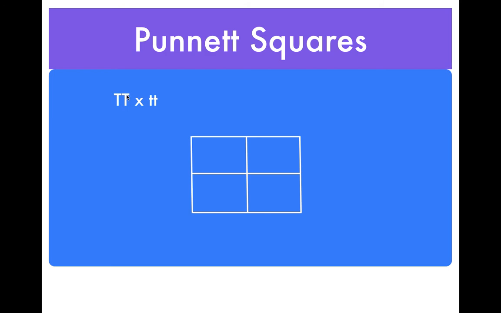This is 1 parent, capital T, capital T. This is the second parent, lowercase t, lowercase t. Those are the parents in the cross, and then we have to figure out what gametes they can make. That parent can make one gamete that has a capital T in it and another gamete that has the other capital T in it. The other parent can make a gamete that will have a lowercase t and a different gamete that will have the other lowercase t in it.